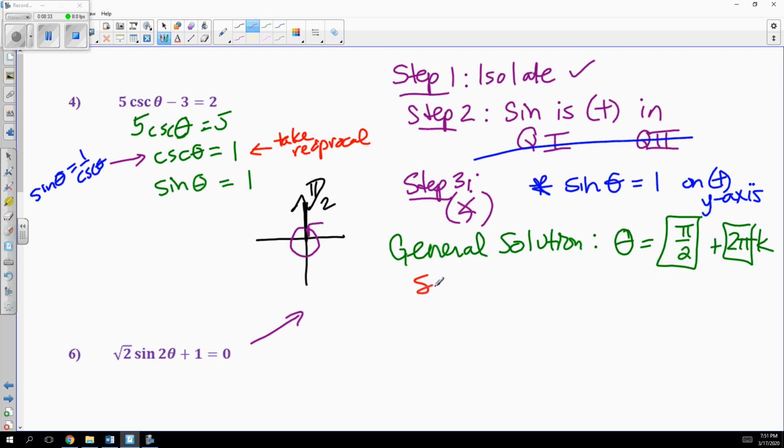And then the specific solution is only going to be that particular angle. It's not going to be anything else. You don't have multiple angles, so theta equals pi over 2.